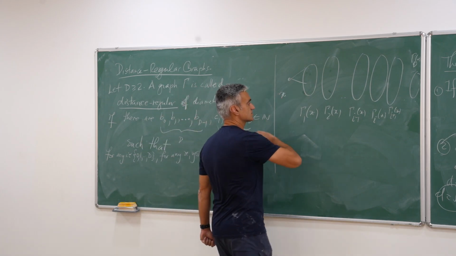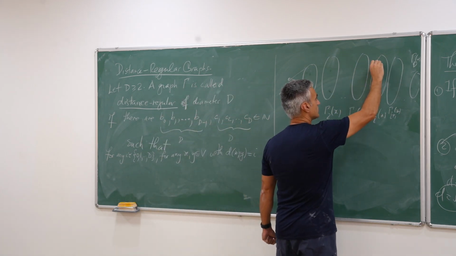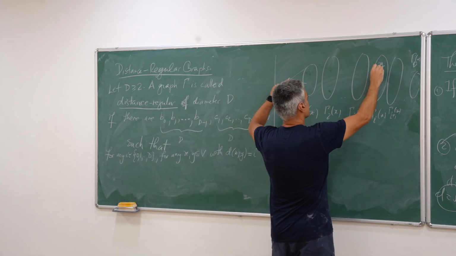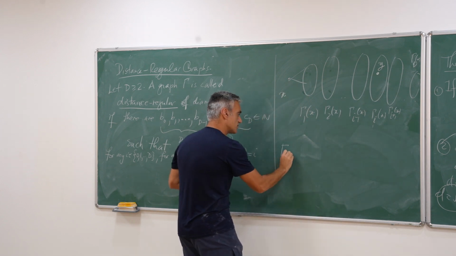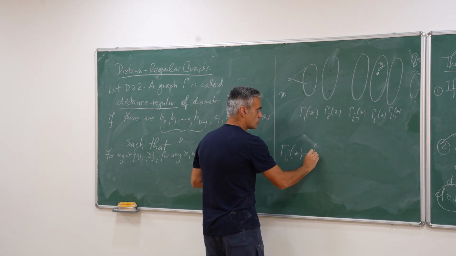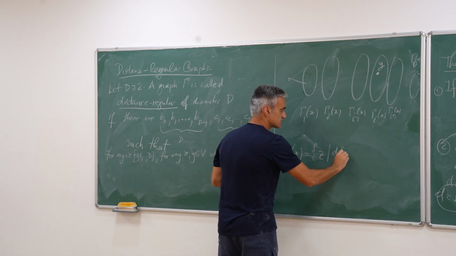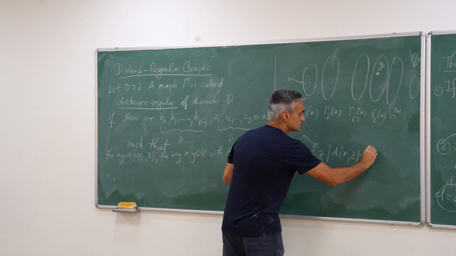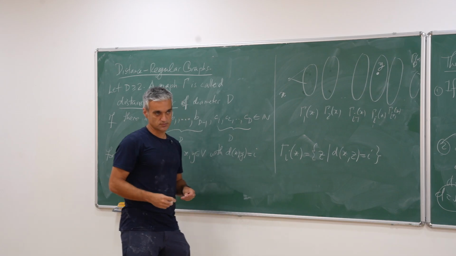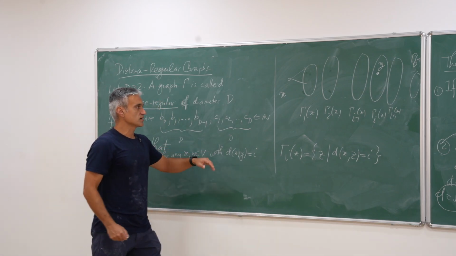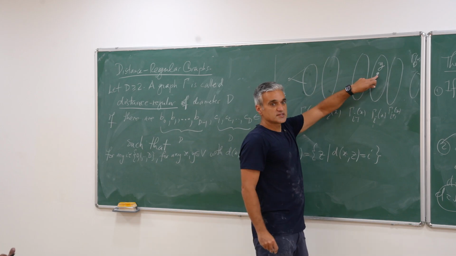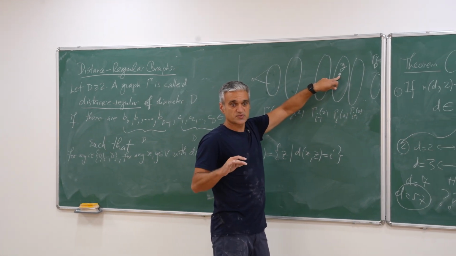So for me, I have x here, and I will have a y here. So x, this gamma i of x contains all the vertices z such that the distance from x to z is i. It's the i-th distance neighborhood, okay? So for any x and y at distance i, this vertex y has neighbors.